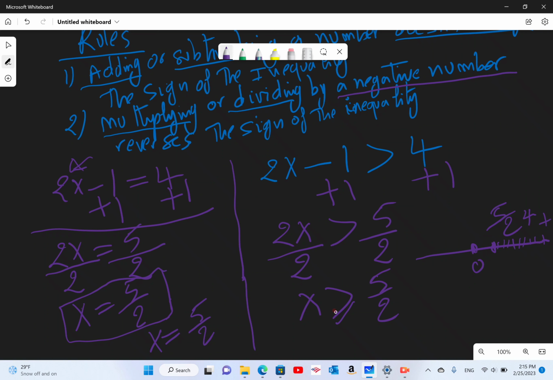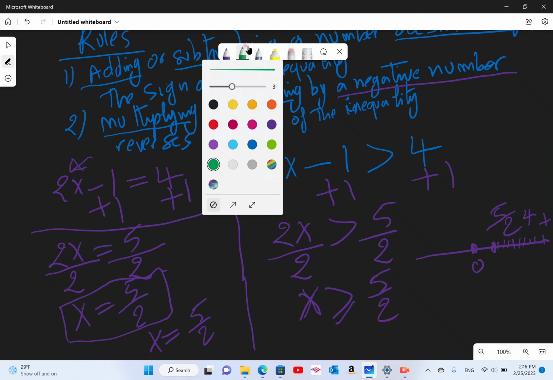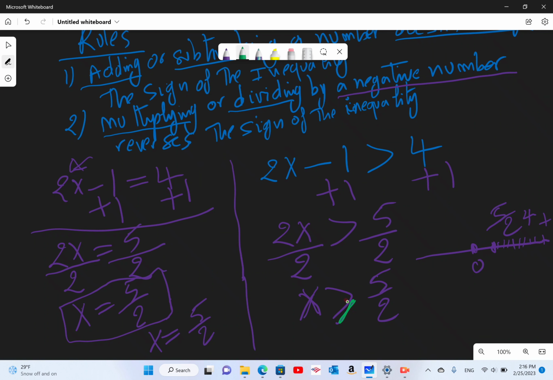So let's say we have greater or equal. Let's change the color, one second. So let's say we have x greater or equal than 5/2. If we just have greater, not greater or equal, it means that 5/2 is not a solution to this linear inequality. But when we say greater or equal, that means 5/2 also solves this linear inequality.